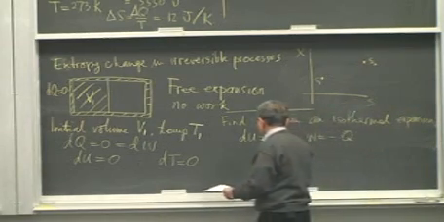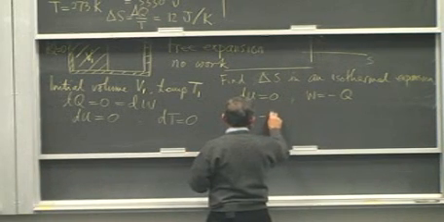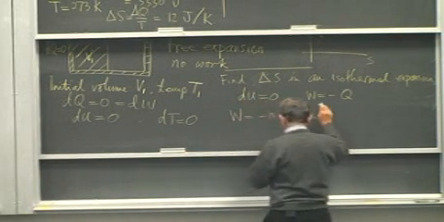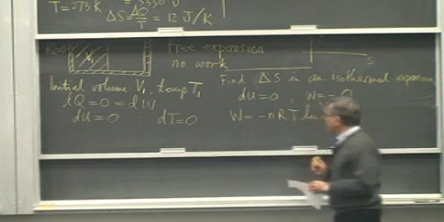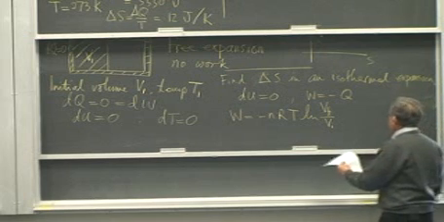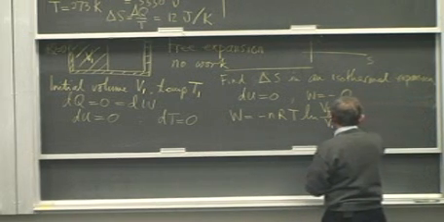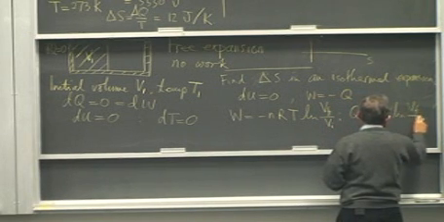And W, आपको याद होगा, हमने लिखा था W was equal to minus nRT log Vf over Vi. Right? This is what we wrote for an isothermal expansion. Work in the case of an isothermal expansion. Go back to your notes, you will see this. And likewise Q will be equal to nRT log Vf over Vi.